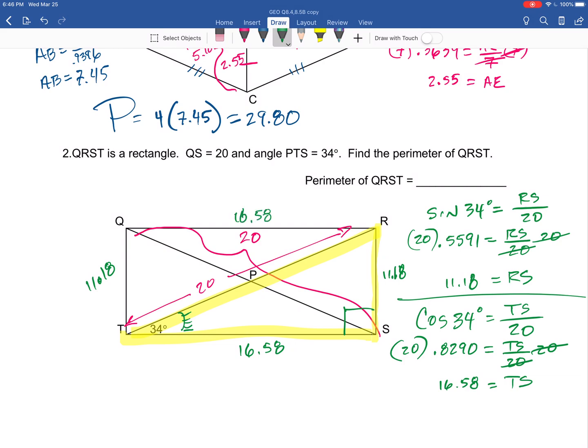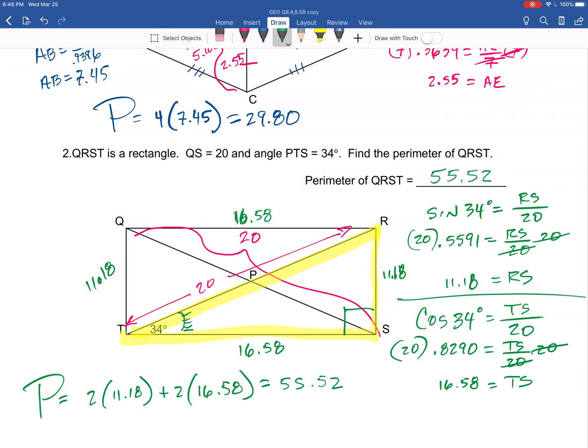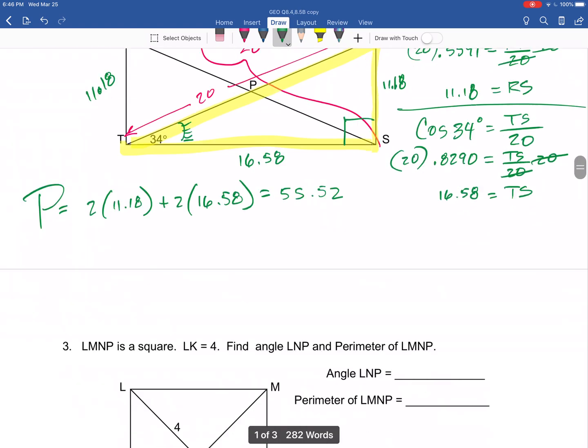16.58 here. We're going to add up all four sides. Here we go. Hey, there's 2 times the 11.18 plus 2 times the 16.58. Grand total 55.52. That's our answer, 55.52. I did trig to find those sides because I have a right triangle inside the rectangle. Let's keep on going here.